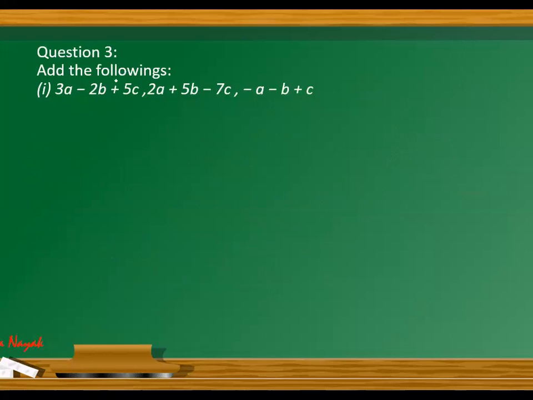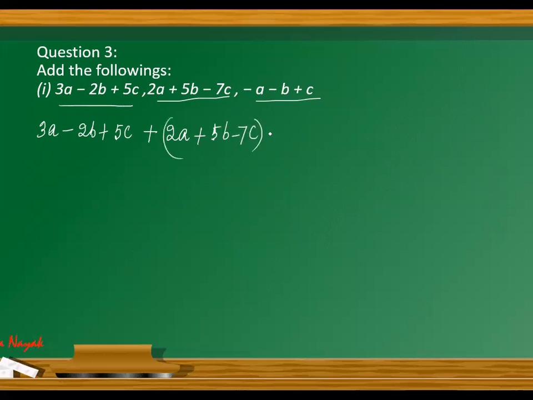Next is question number 3. Add them. Here commas are given. So there are 3 algebraic expressions. You have to add them. You will put the addition sign. Then you will group. So first I'm writing all the terms. 3a minus 2b plus 5c. I'll add them. So I'll put an addition sign. 2a plus 5b minus 7c. Then again addition. There will be another expression plus this.